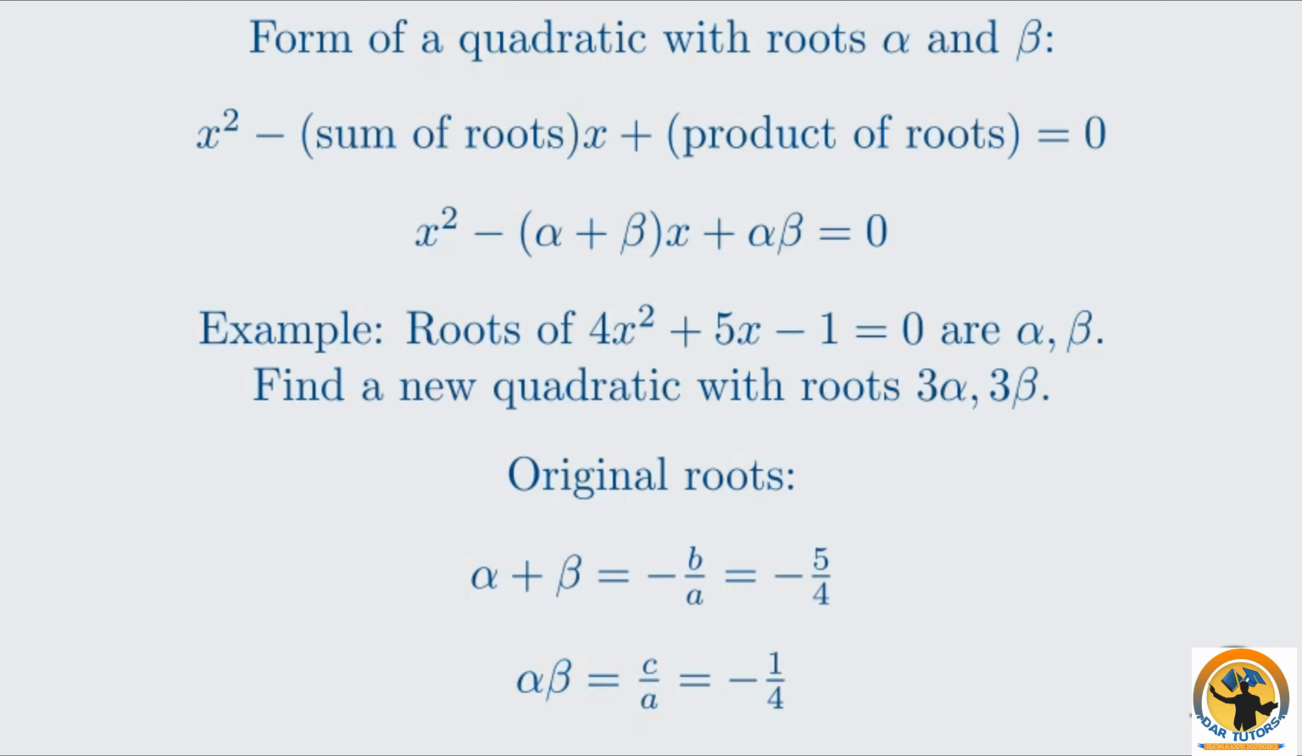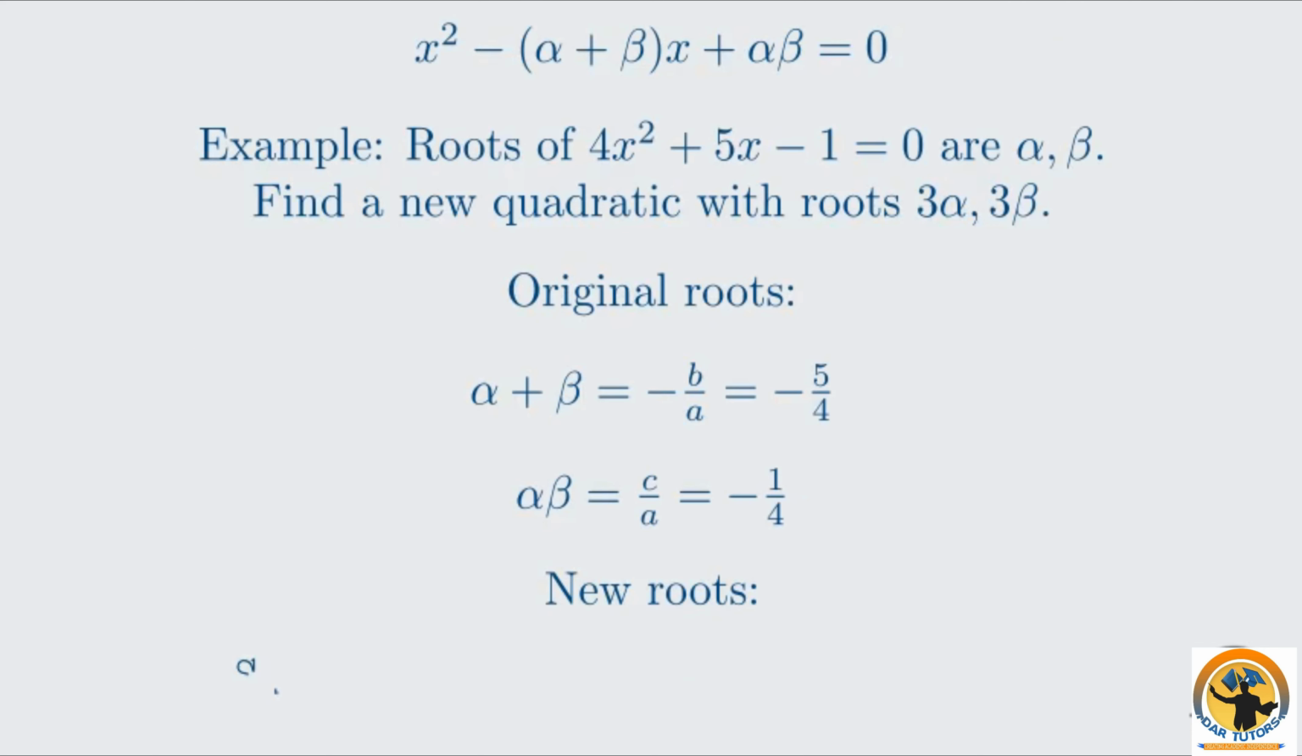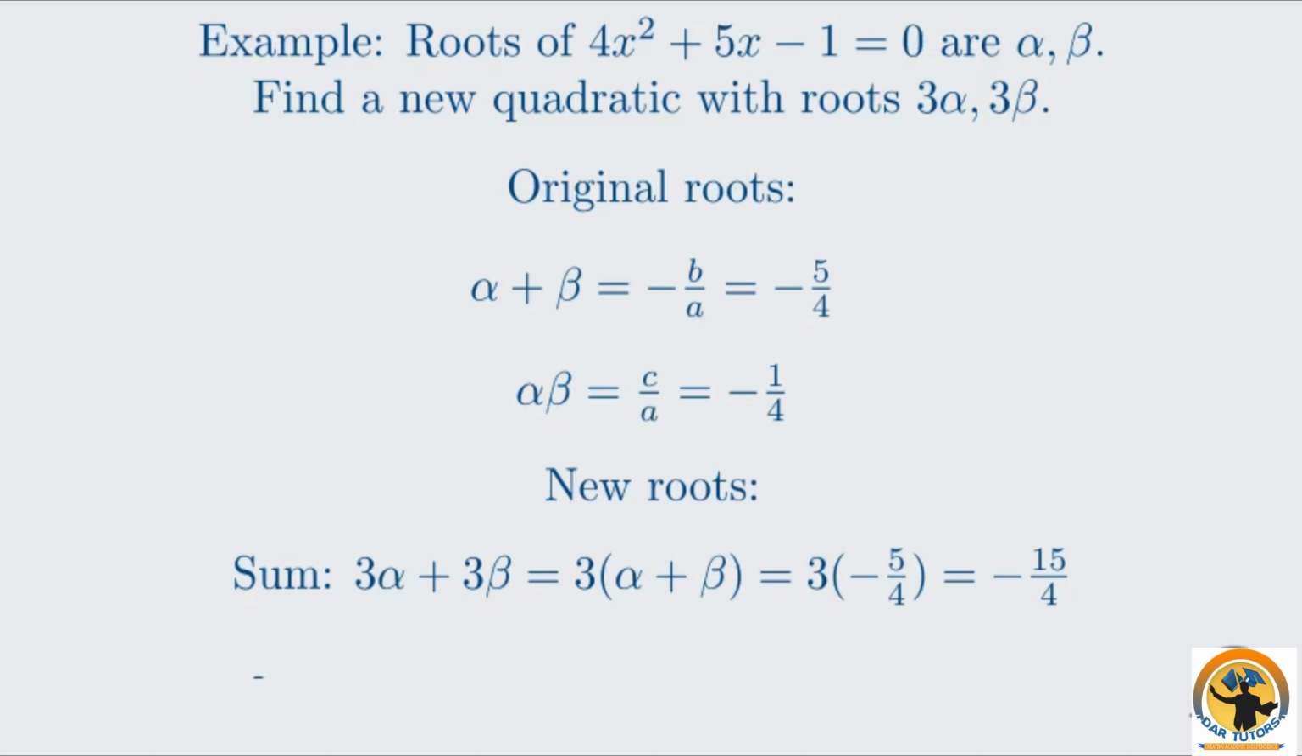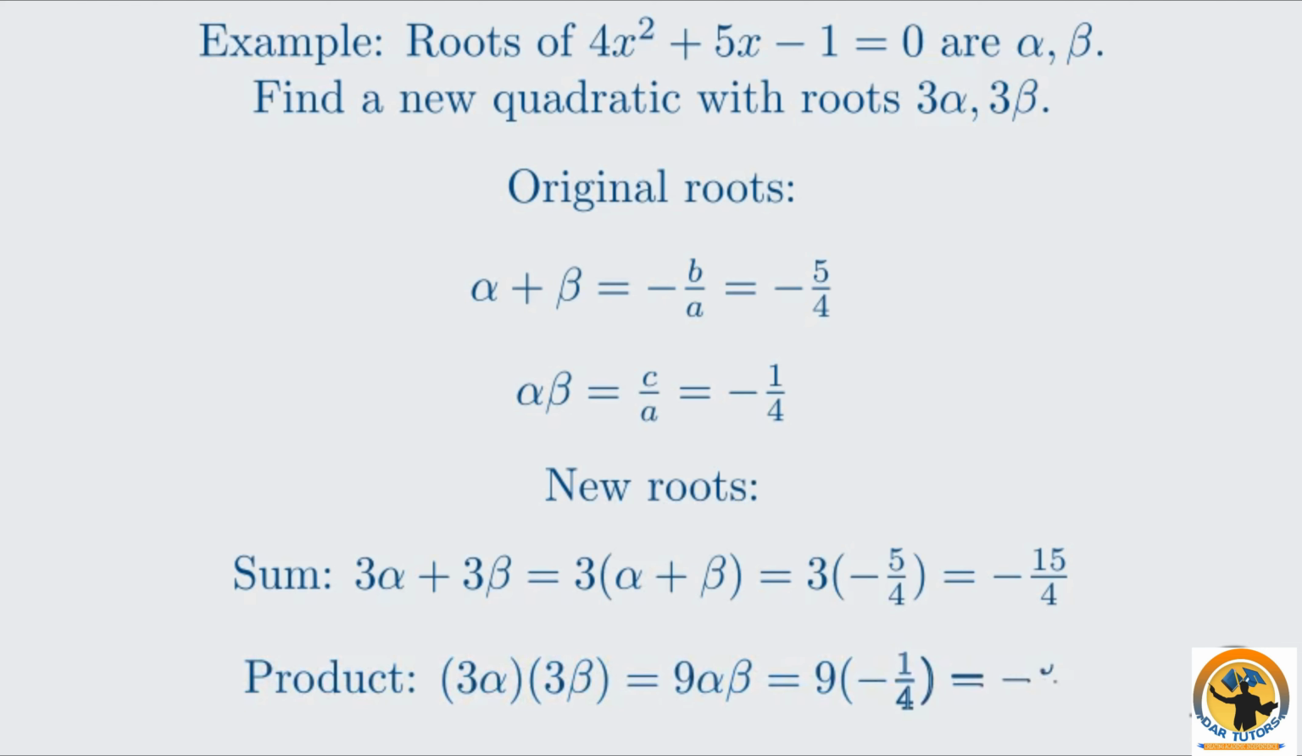Now we need the sum and product of our new roots, 3 alpha and 3 beta. The new sum is 3 alpha plus 3 beta, which we can factor as 3 times the quantity alpha plus beta. We know alpha plus beta is negative 5/4, so the new sum is 3 times negative 5/4, which is negative 15/4. The new product is 3 alpha times 3 beta, which is 9 alpha beta. We know alpha beta is negative 1/4, so the new product is 9 times negative 1/4, which is negative 9/4.